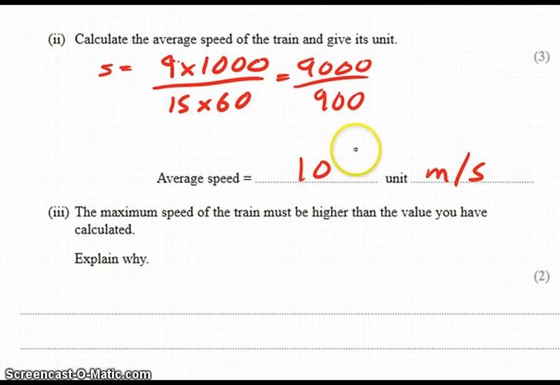It's very common that you will get 9,000, you divide by 15 and then times by 60. This will give you a different answer, so be careful how you use your calculator here.